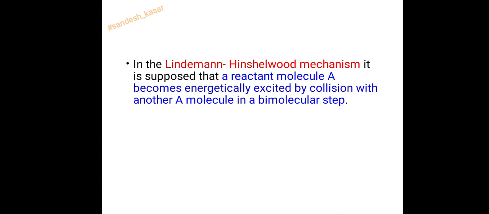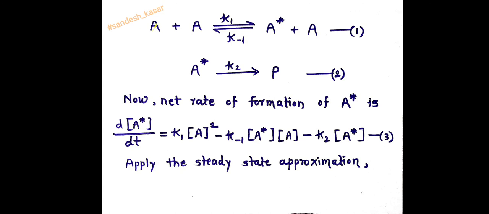Now see, this is our A molecule, it collides with another A molecule to form A star plus A. Now if k1 is the rate constant for the forward reaction, k minus 1 is the rate constant for the backward reaction. This is our equation number 1. Now the excited molecule A star may form product P, and k2 is the rate constant for the formation of product. So this is equation number 2. So we have written these two equations from this diagram.